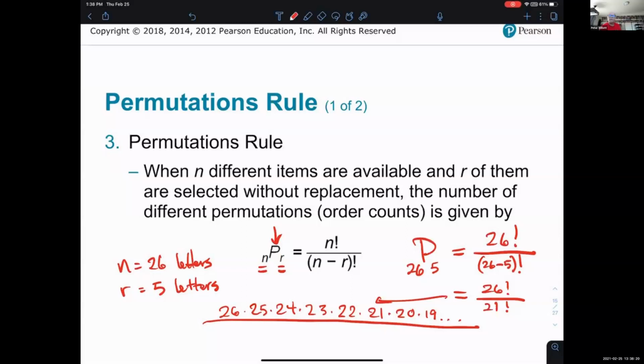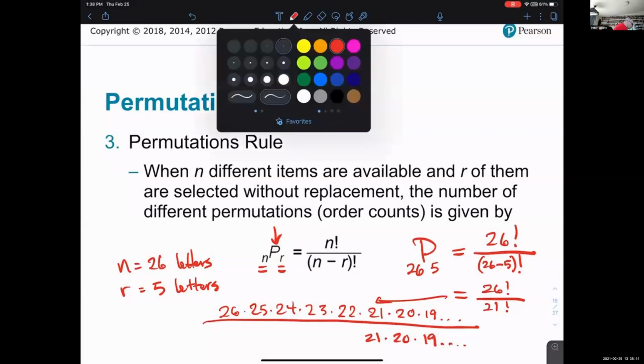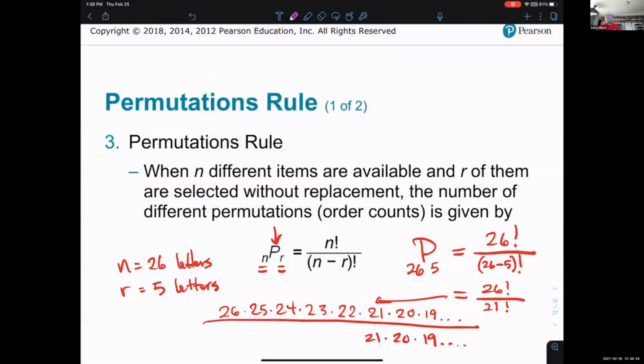Okay, well, what does 21 factorial mean? It's the same thing, but you don't start at 26, you start at 21. So if I wrote on the bottom of the fraction 21 times 20 times 19, etc., then all of those numbers would be multiplied on the bottom. Well, when you have fractions with all factors multiplied in the top and the bottom, you can cancel out common factors. Wouldn't 21 through 1 all disappear? Exactly. So what this calculation ends up meaning is that you multiply these five numbers together.